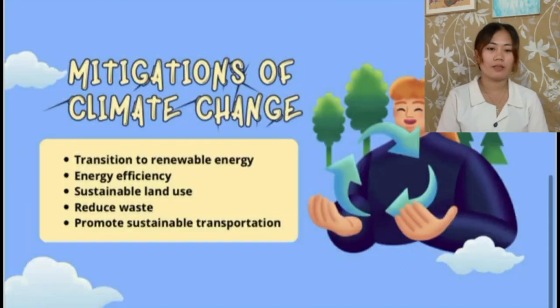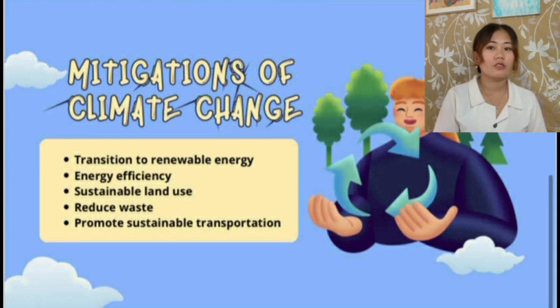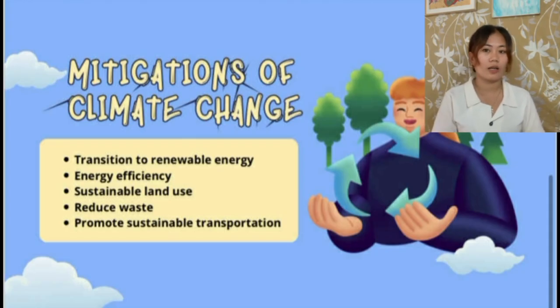So the next topic is mitigation of climate change. So the first is transition to renewable energy. So what is it? Shift from fossil fuels to renewable energy sources. So for example, solar, wind, hydro, and geothermal energy. So ang benefits niya is reduced greenhouse gas emissions and improved air quality.